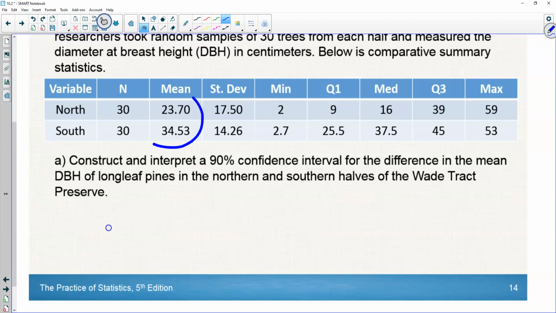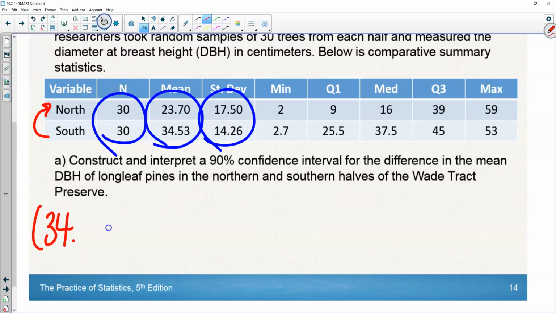So we need means, standard deviations, and sample sizes for the confidence interval. If we're going to do north and southern halves, then let's do south minus north, because I can tell south is bigger. This way we'd get a positive confidence interval. You could absolutely subtract the other way, not an issue at all.